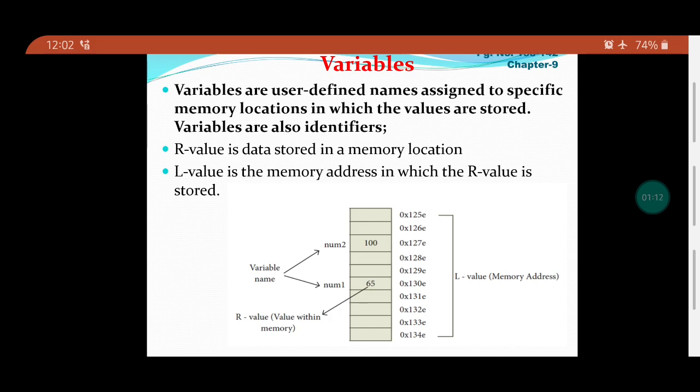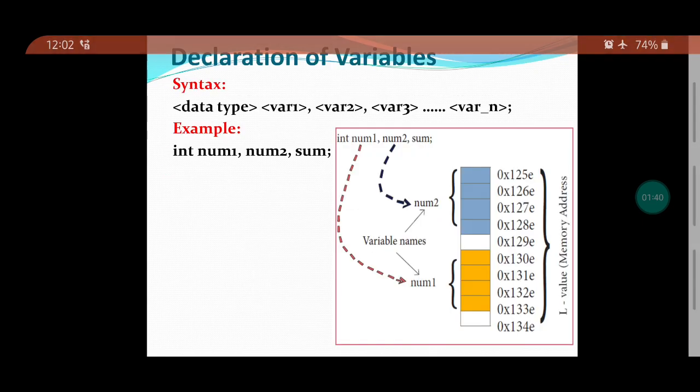Like that here, num1 and num2 have been declared. Num1, num2 are the variable names, 65, 100 are the R values, and the addresses for the memory locations are given as 0x125e, 0x126e, like that. 100 is in memory address 0x127e and 65 is in 0x130e. In this way the value is stored in the variable.